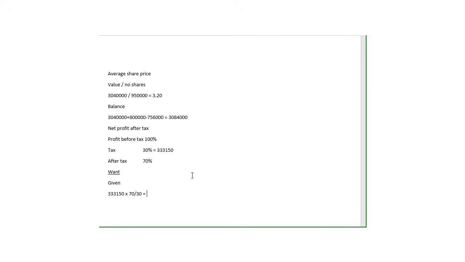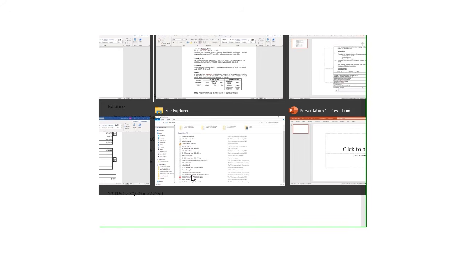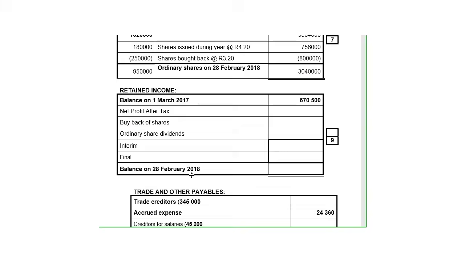So 333,150 multiplied by 70 divided by 30 gives me 777,350, and that is the profit after tax. So I can put that in on my answer sheet. It is 777,350. And just show how you calculated it. I took my tax of 333,150 and I multiplied that by 70 divided by 30.